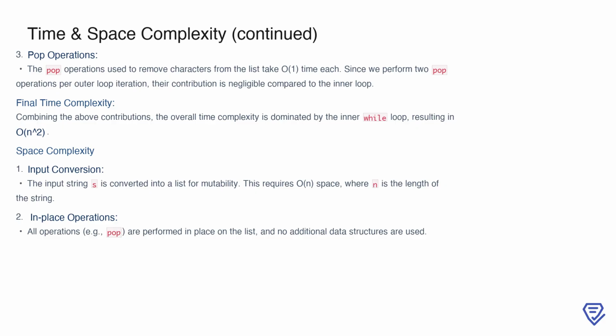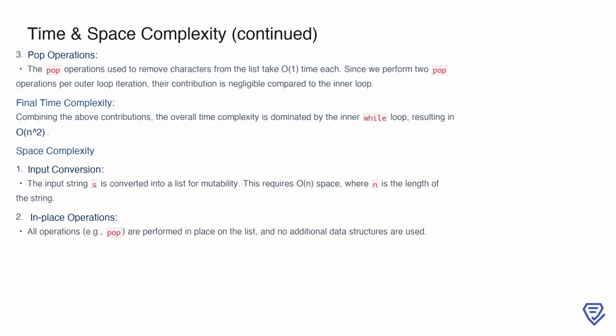Now, considering the pop operations, which are used to remove characters from the list, each of these operations takes O(1) time. Since we perform 2 pop operations per iteration of the outer loop, their contribution is minor compared to the O(n squared) time of the inner loop, and can be considered negligible. When we combine all these factors, we see that the overall time complexity of the solution is determined by the inner while loop, which results in O(n squared).